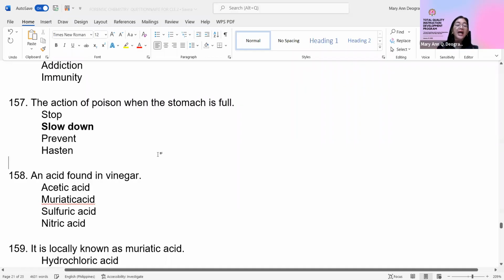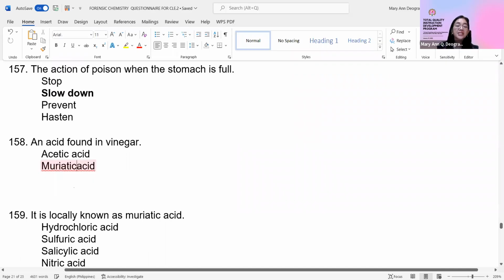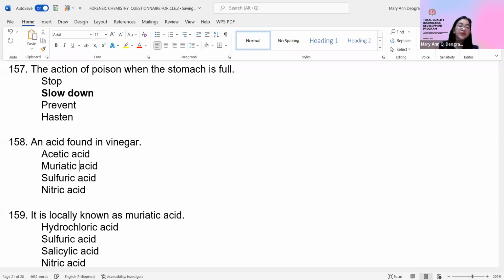Okay. Acid found in vinegar. Is it the muriatic? Sulfuric, nitric? Sino nakakaalam yan? It's, yes, acetic acid.